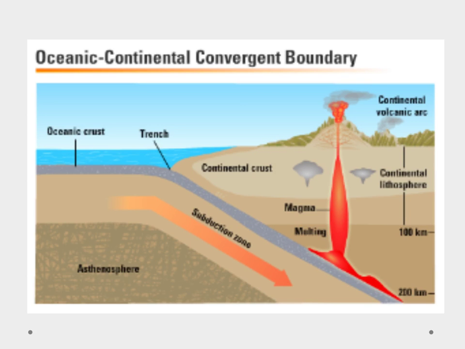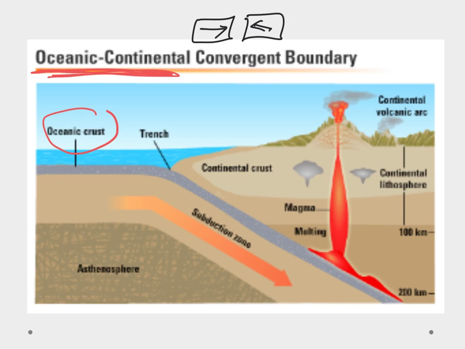Okay, so let's talk about convergent boundaries. Convergent boundaries are where we have two plates and they are moving towards each other. They're crashing into each other. And these are going to be distinguished based upon the type of crustal plates that are interacting. So in this case, we have an oceanic crust, which you can see here, and then we have our continental crust, which is going to be over here.